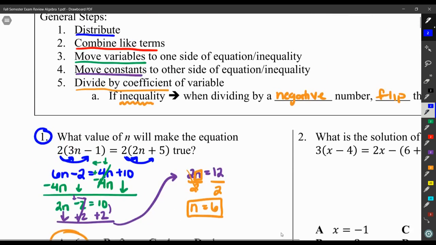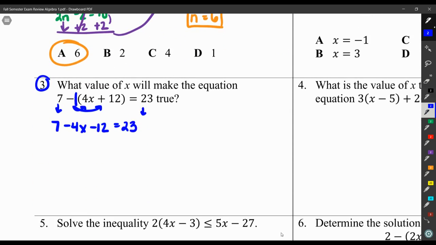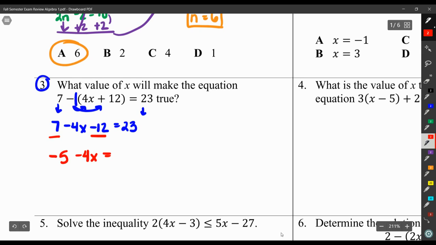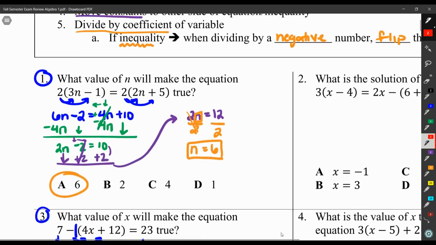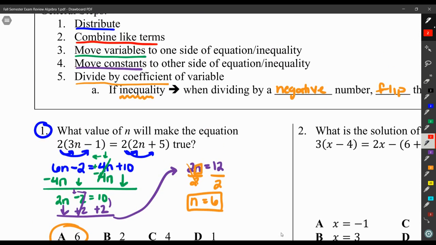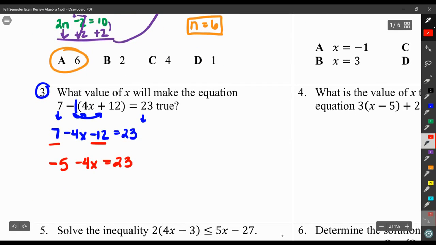Now, step 2 says to combine like terms together. So on the left, I see that 7 and -12 are both like terms. So 7 plus -12 makes -5. And then everything else will drop because there are no more like terms on the left or the right. Step 3 is to move your variables to one side of the equation. But if I look, all of my variables are already gathered over here. There are no variables on this side of the equation. So step 3 is done for us.